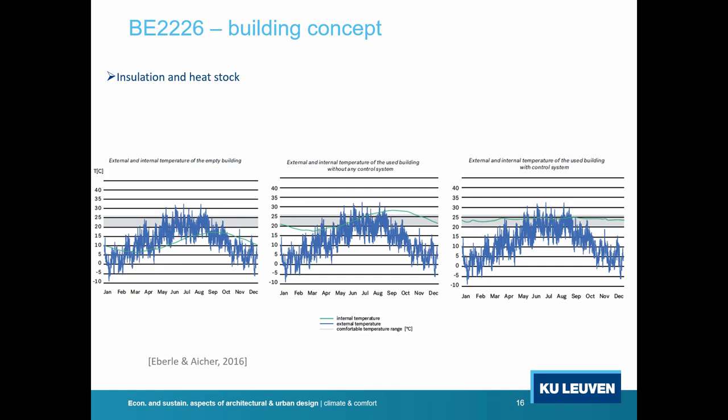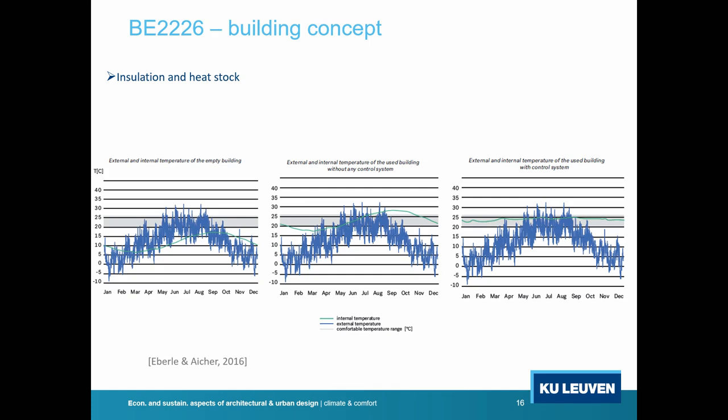Now, what their aim was: the gray bar that you see here, it's not very visible on the slide, but here's the gray bar, that's the comfort zone. So between 20 and 26 degrees, more or less. What they wanted to achieve is that when this building is used and controlled well, the temperature should always be between 22 actually and 26 degrees. So the building is called BE 2226, and the name comes from 22 minimum temperature and 26 maximum temperature.